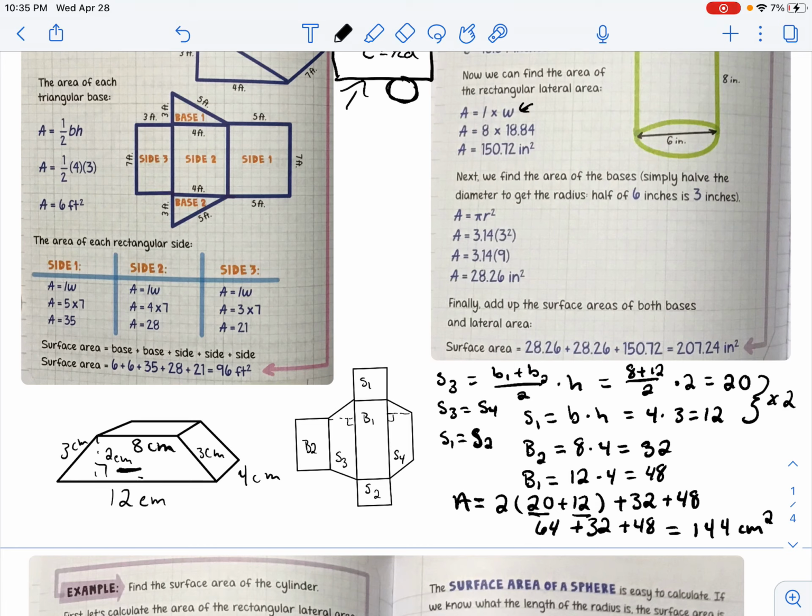So the trapezoid probably has the most steps. Other than that, those are the steps for finding the surface area of the nets of these three-dimensional figures.